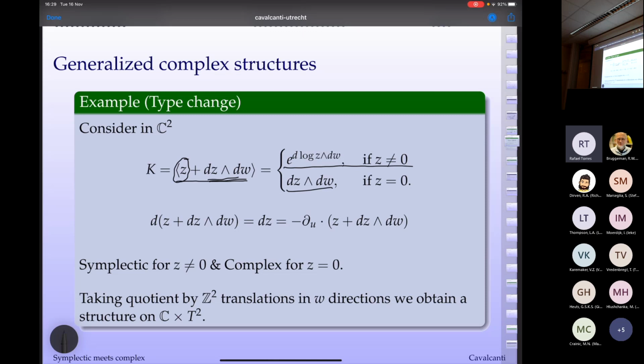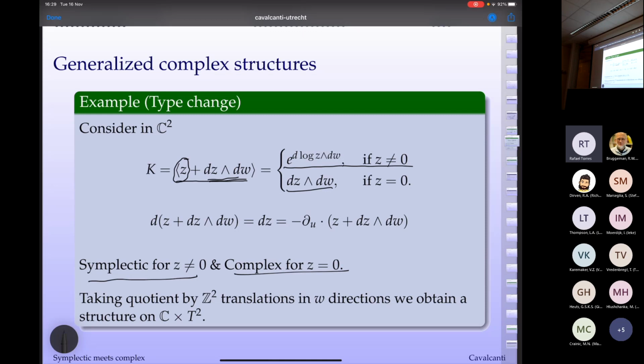It's not that sometimes the manifold is fully complex and sometimes fully symplectic, and you can connect them. Sometimes within a manifold, you can actually go from complex to symplectic in a smooth way. So this is a well-defined structure. So it's symplectic for z non-zero and complex for z equals 0. And of course, it's in C2, it is very non-compact.